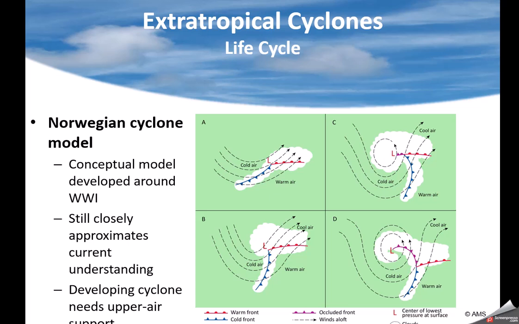Norwegian cyclone model. This was the original thing. We talk about extratropical cyclones. You get them all the time. Wherever you live in the United States, you're getting an extratropical cyclone. Extratropical means there's a strong temperature contrast right here.